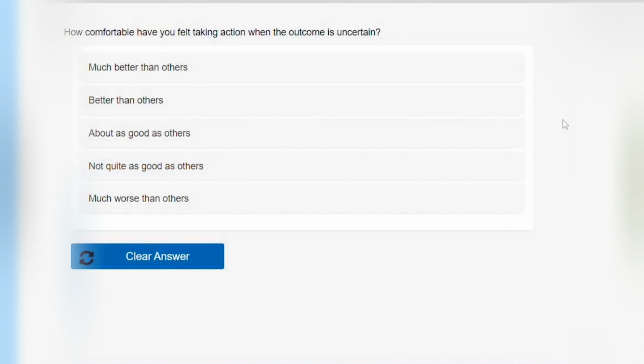How comfortable have you felt taking action when the outcome is uncertain? Same, either much better than others or better than others. Just make sure that when you pick the extreme, you do it about 25% of the time, but for the balance, 75 or let's say 80% of the time, you pick one step down. So you don't want to sound like in your mind you think you're the best and the perfect person. Rather, you still leave some room for improvement, because no one is perfect, right?